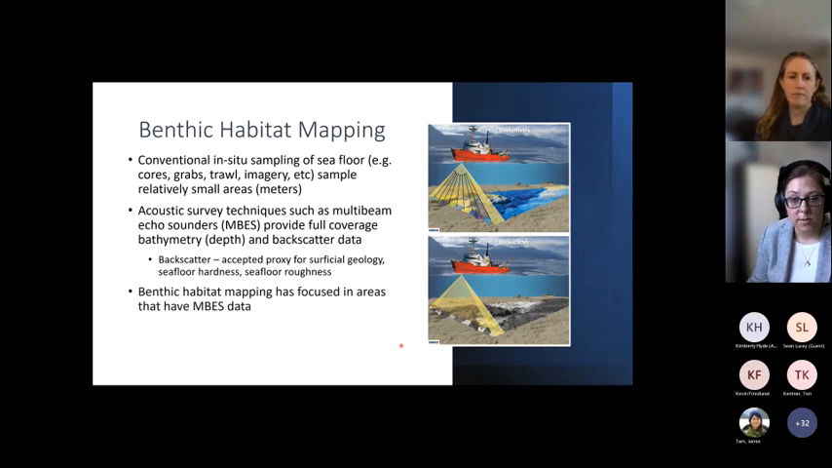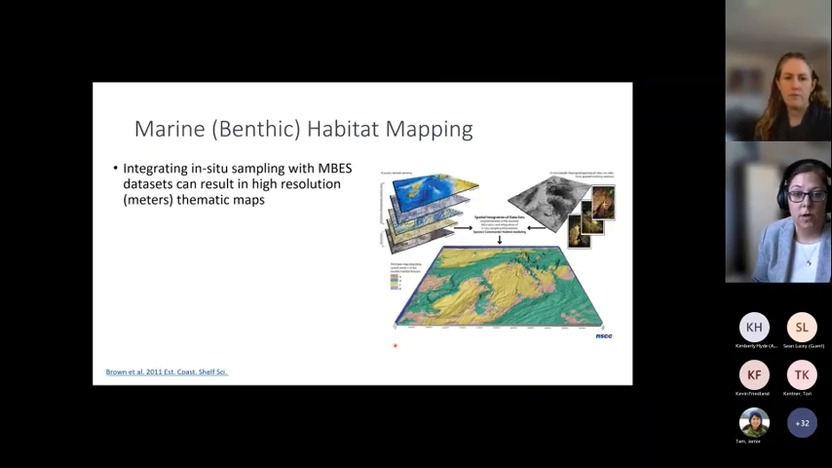And in the Maritimes region, benthic habitat mapping efforts have focused in areas that already have multi-beam echo sounder data. So from multi-beam bathymetry and backscatter, additional secondary environmental data layers, of course, can be derived. And these continuous environmental data layers can then be combined with other oceanographic data layers and in situ sampling to result in high-resolution thematic maps. And this really helps us unravel complexities of benthic patterns and processes.